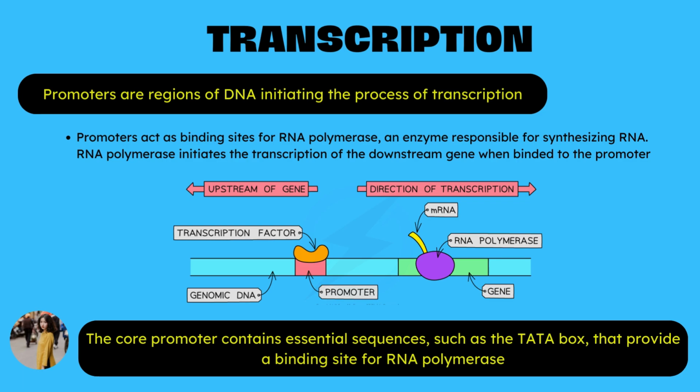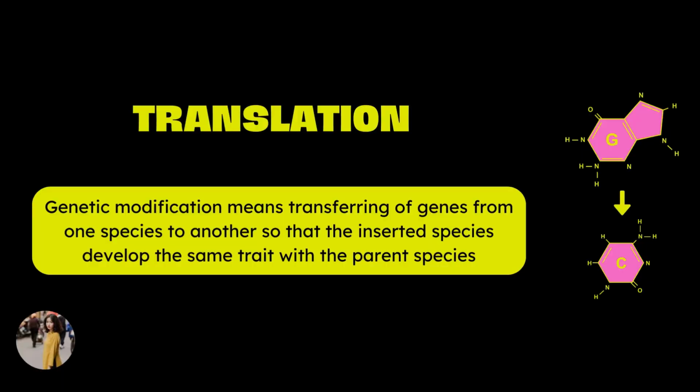We also have other key elements such as the core promoter, which contains essential sequences such as a TATA box that provides a binding site for RNA polymerase. And translation is the synthesizing of polypeptides using information in mRNA. This relates to genetic modification in a way that it is transferring one gene from one species to another so that the recipient species develops the same trait as the parent species.